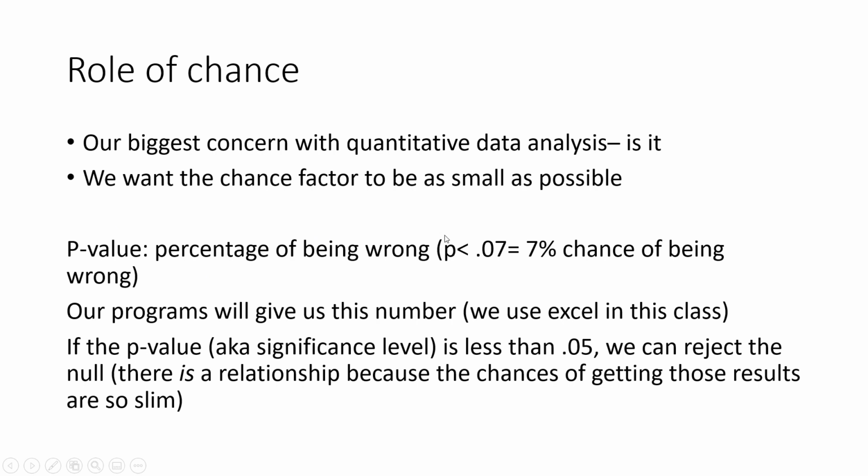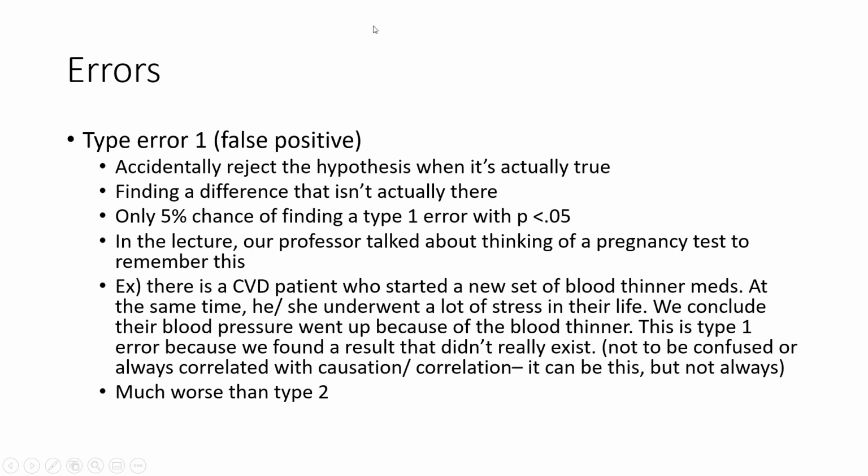Okay, so our p-value, moving on, is the percentage of being wrong. If we had a p-value less than 0.07, it means that we have a 7% chance of being wrong. Our programs are going to give us our p-value. The program we use in this class is Excel. If the p-value, also known as our significance level or significance value, is less than 0.05 or 5%, we can reject the null. That basically says there is a relationship between our two variables, because the chance of getting those results otherwise is really slim.